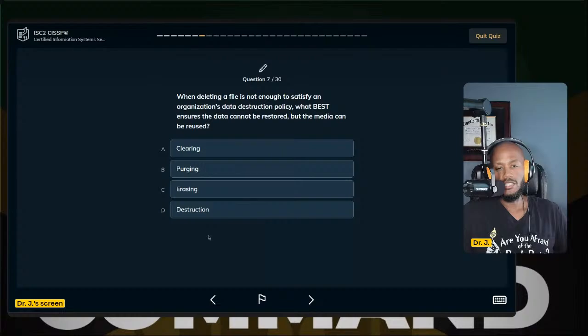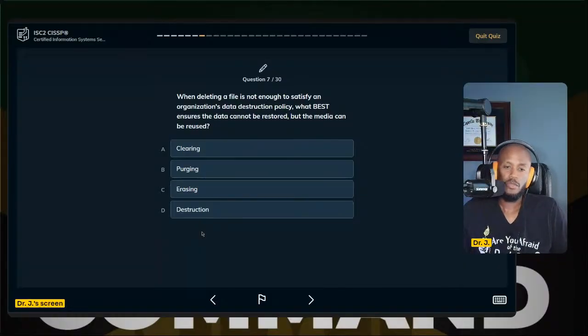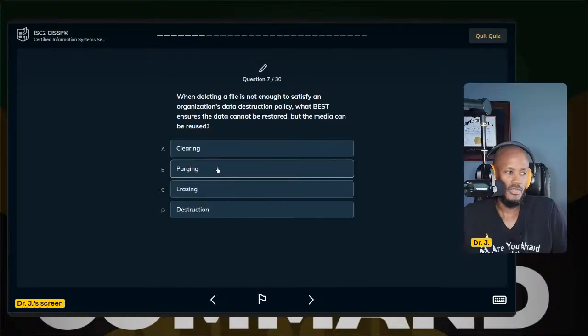All right, when deleting a file is not enough to satisfy an organization's data destruction policy, what best ensures the data cannot be restored, but the media can be reused? It wouldn't be destruction. I think purging is the strongest one. Erasing is not enough. Clearing, I think, is like writing all ones or all zeros or something.